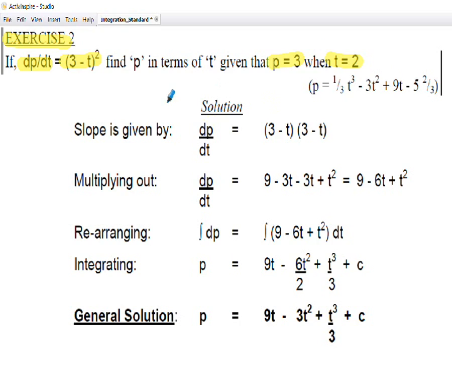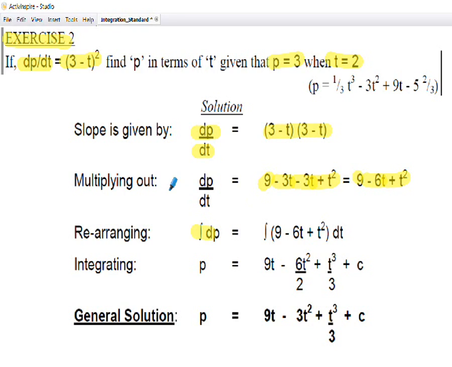So in this case, our dp by dt is actually 3 minus t all squared, and don't forget that is 3 minus t times 3 minus t, so we've got this binomial bracket to expand. So multiplying out the bracket, we will get 9 minus 3t minus 3t plus t squared. And if we simplify that, it becomes 9 minus 6t plus t squared. That now is standard form.